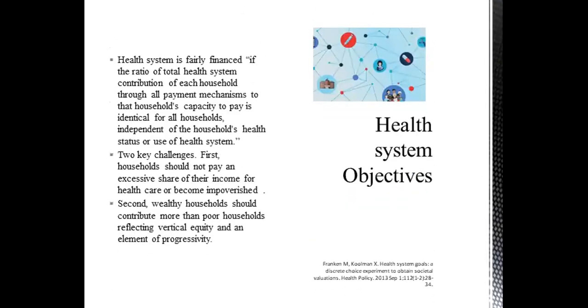Third is that the health system is fairly financed. The health system is fairly financed if the ratio of total health system contribution of each household, through all payment mechanisms, to that household's capacity to pay is identical for all households, irrespective of the status and use of health system of the household.